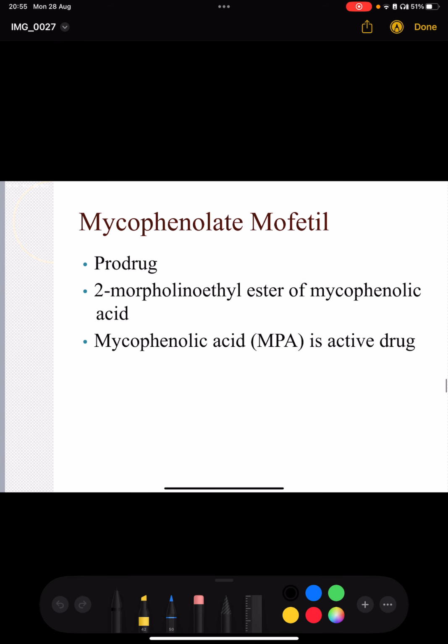The last major drug that we're going to be talking about is mycophenolate mofetil. It sounds like a long name. That's because it is an ester.